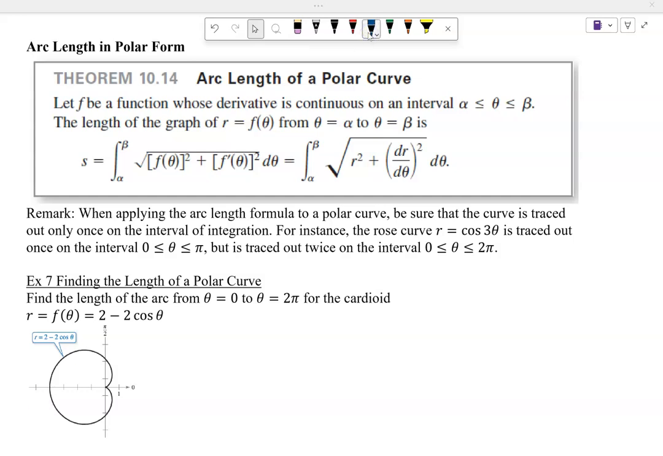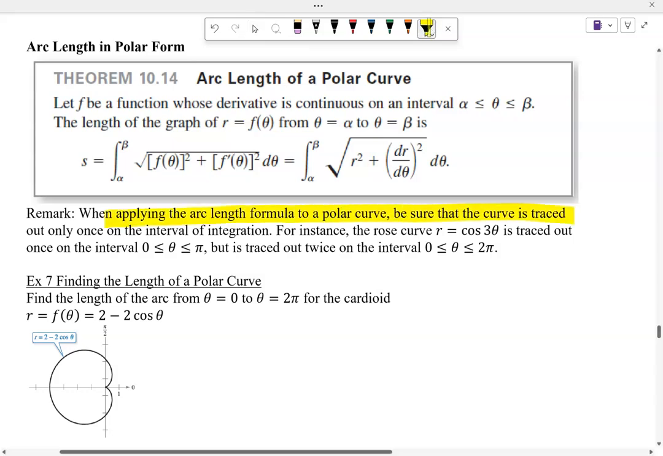All right, let's take a look at arc length in polar form now. You've got your arc length formula: the integral from alpha to beta of the square root of r squared plus (dr/d theta) squared d theta. This remark should be noted.